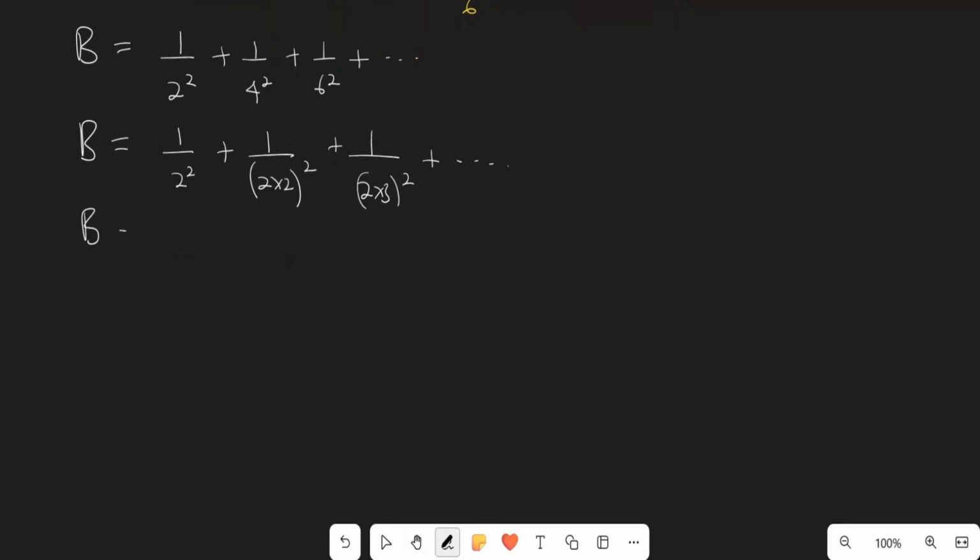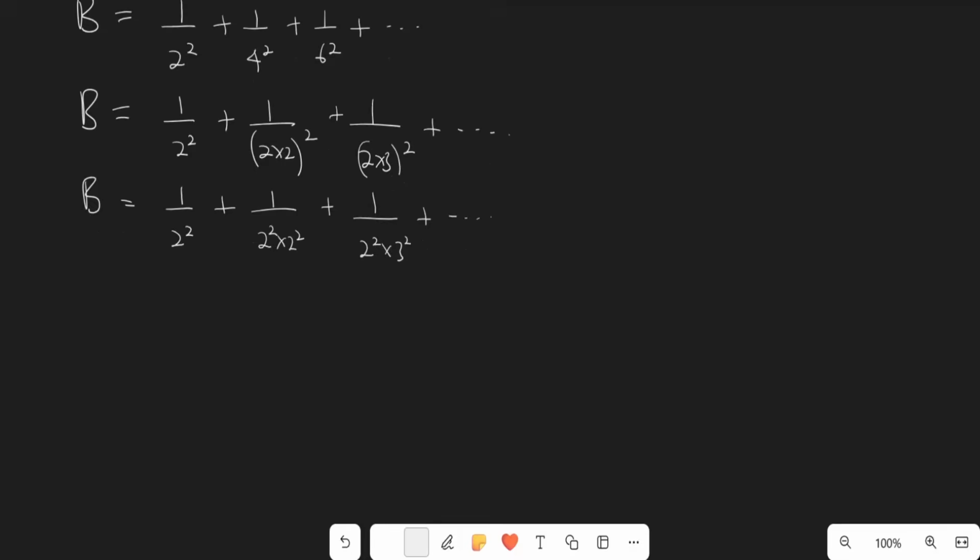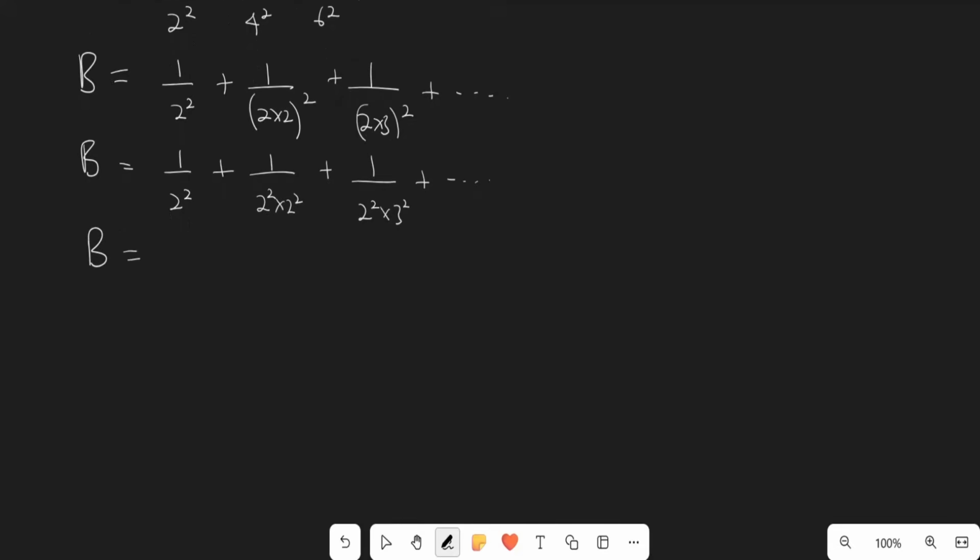Okay, so B is going to be equal to 1 all over 2 squared plus this one, using the laws of indices, is 1 all over 2 squared times 2 squared, 1 all over 2 squared times 3 squared, and so on and so forth. Okay, B is going to be equal to, we see that 1 all over 2 squared is common for all the terms, right? So I have to factorize 1 all over 2 squared out. What is left here can be written as 1 all over 1 squared plus this here is 1 all over 2 squared. This one is left with 1 all over 3 squared, and this one continues until infinity.